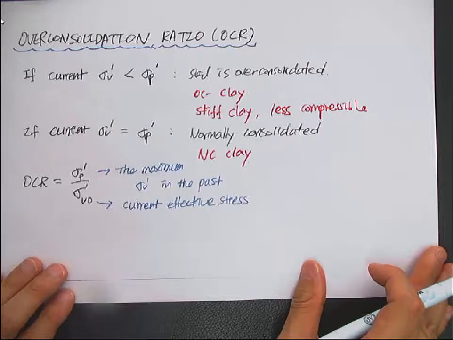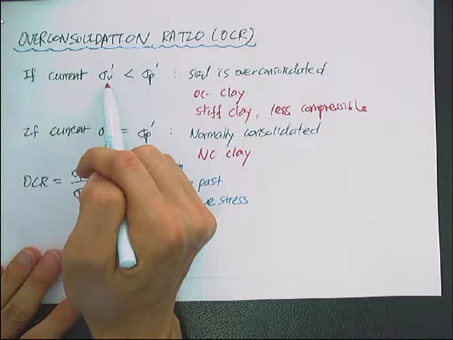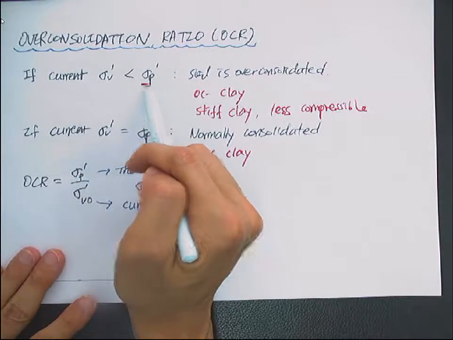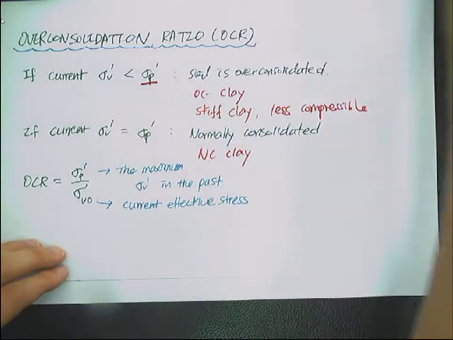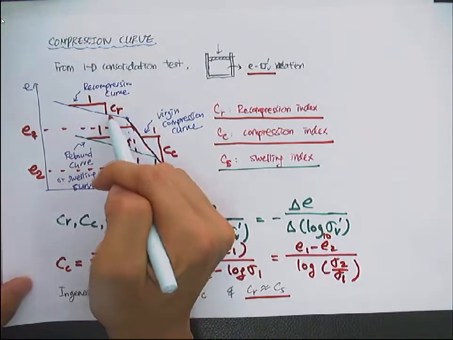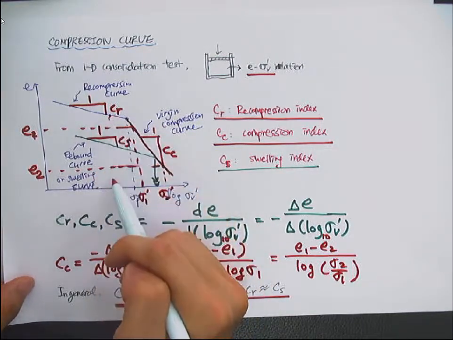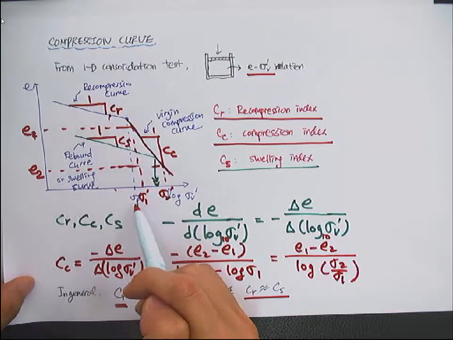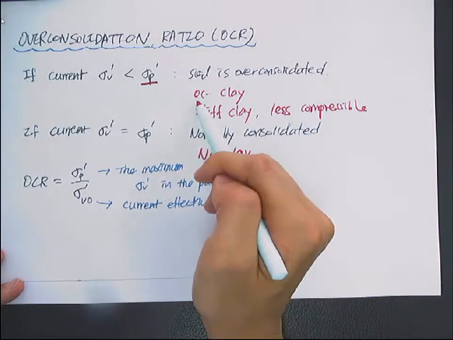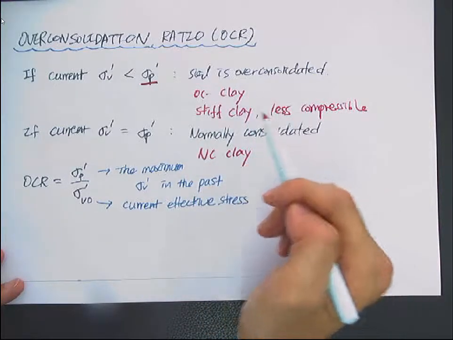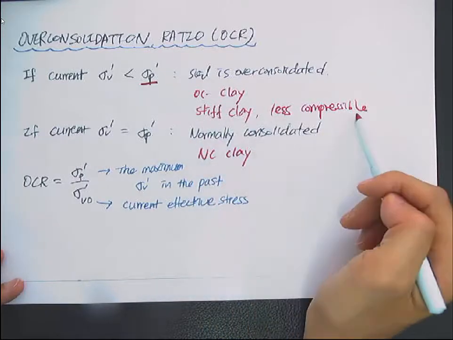Let's define the overconsolidation ratio, OCR. If the current vertical effective stress is less than the pre-consolidation stress, then the soil is called overconsolidated. So for example, if your stress is here, then your current effective stress is less than sigma p prime. So your soil is in an overconsolidated state, and it's called OC clay if it's clay, and this OC clay has very high stiffness, so it's stiff and less compressible.